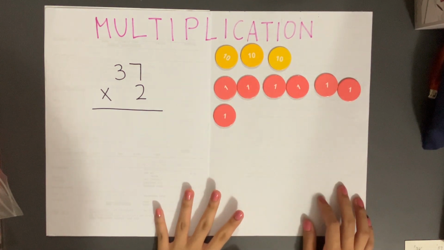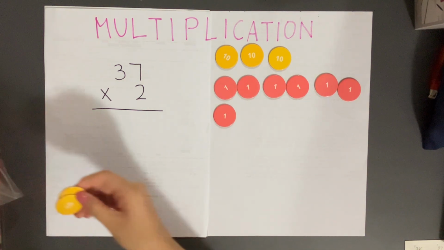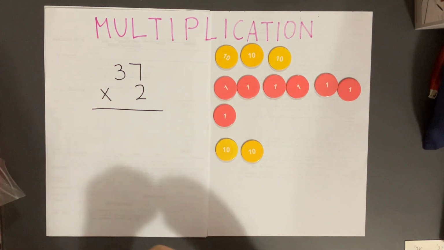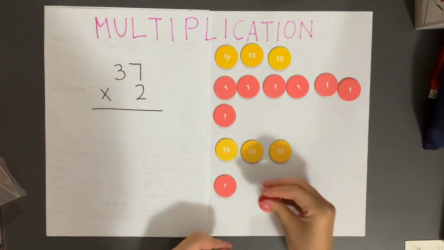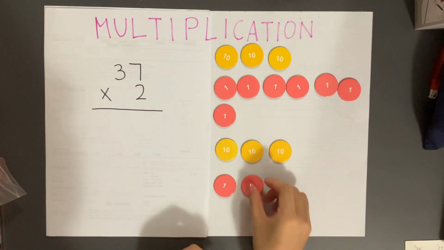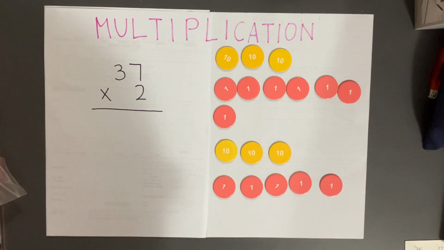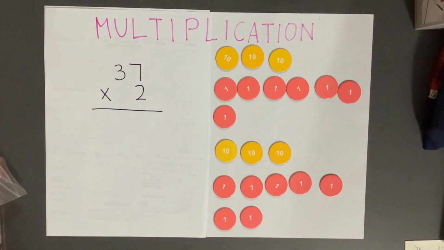So if I have two groups of this, I would need another 3 tens and 1, 2, 3, 4, 5, 6, 7 ones. Okay, so now let's figure out how to do the multiplication.